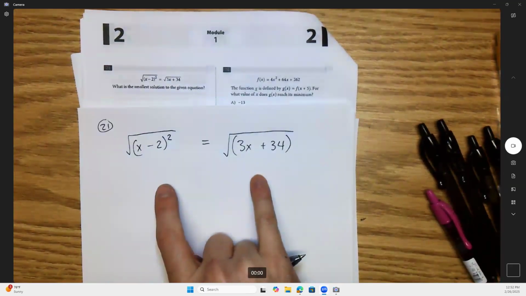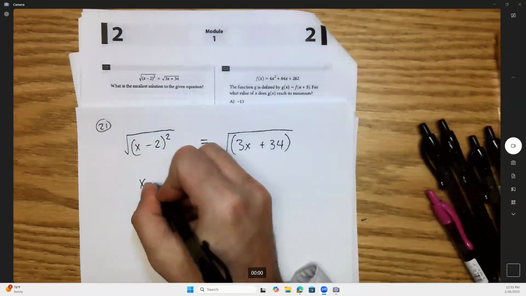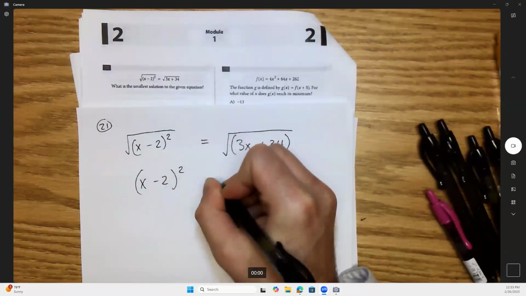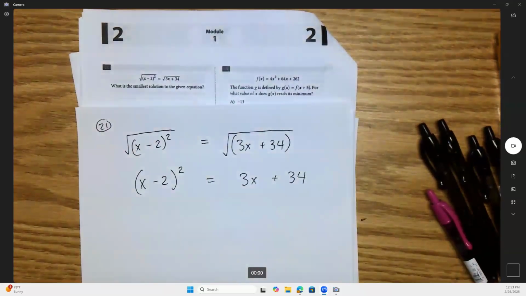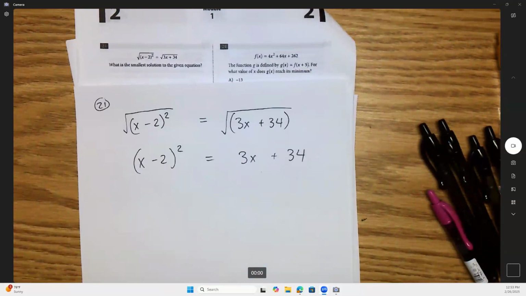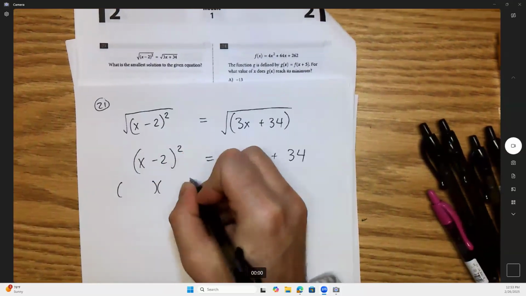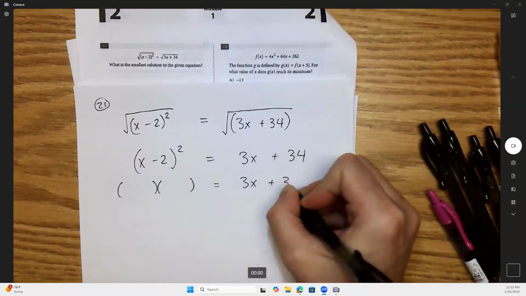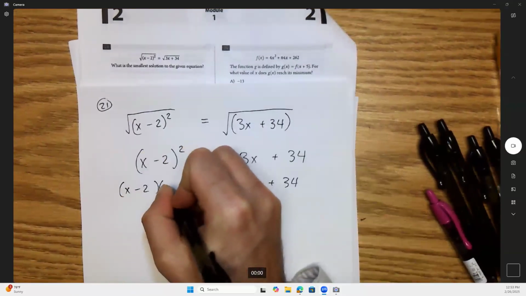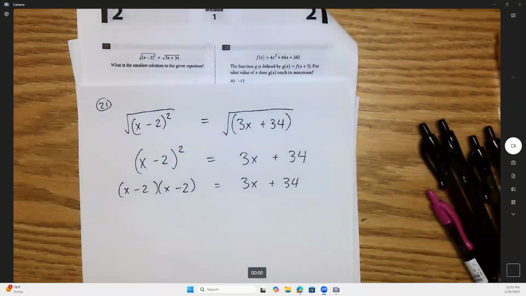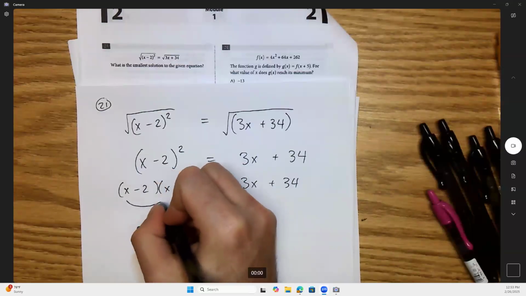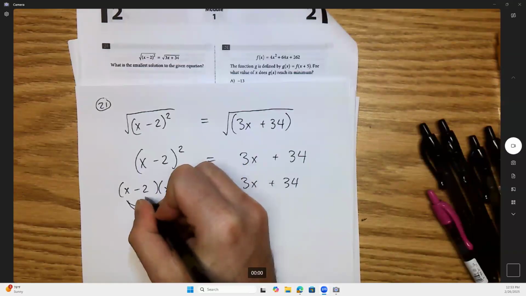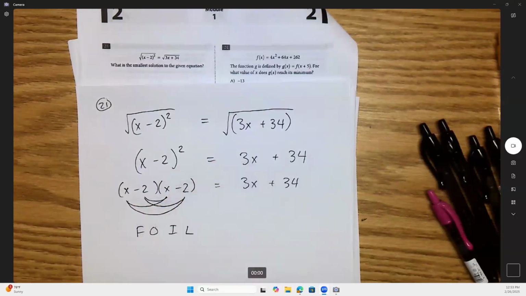What's the very first algebra step? Do what to both sides? Square both sides. So that's x minus 2 being squared is equal to 3x plus 34. Okay, the root just went away. Guys, what's the next step? Can I expand this out like this? x minus 2, x minus 2. Is that okay? You guys remember FOIL? FOIL stands for first, outside, inside, last. You guys remember first, outside, inside, last?